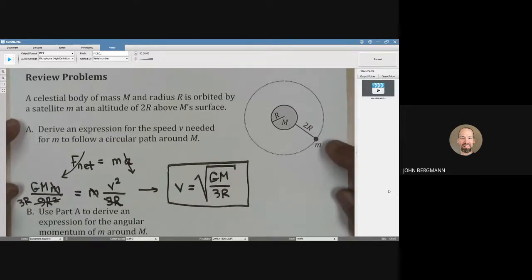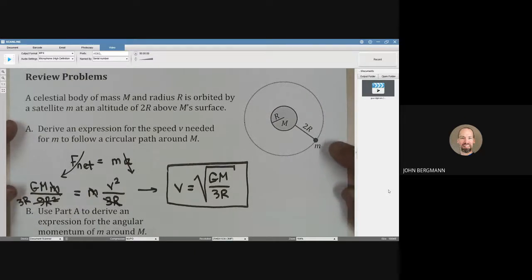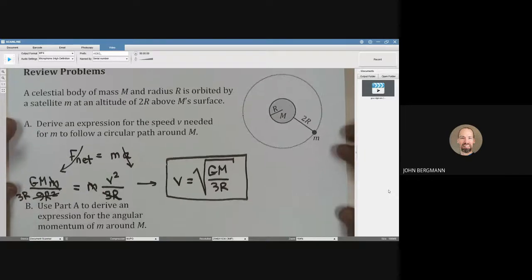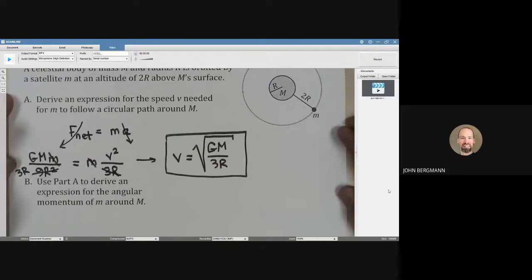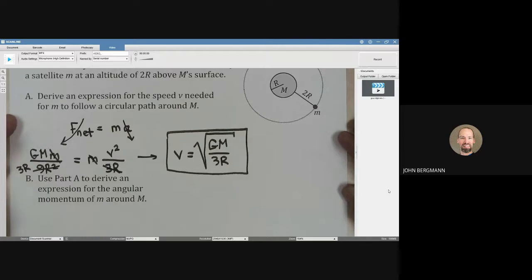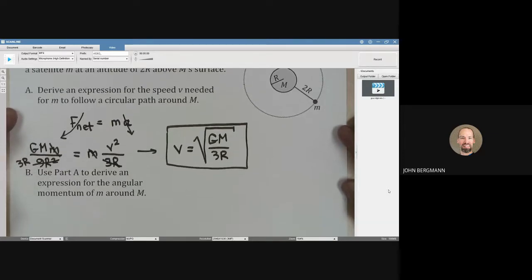And we said right from the get-go in this unit that a satellite could be a nature-made object like a moon, or it could be a human-made object like a communication satellite. The term satellite doesn't mean it's made by humans necessarily.